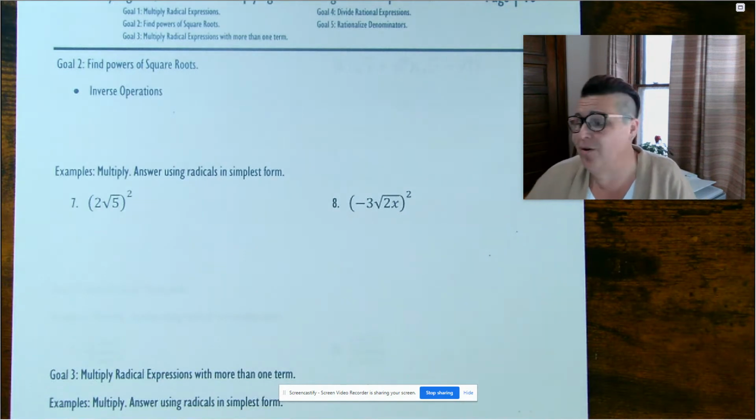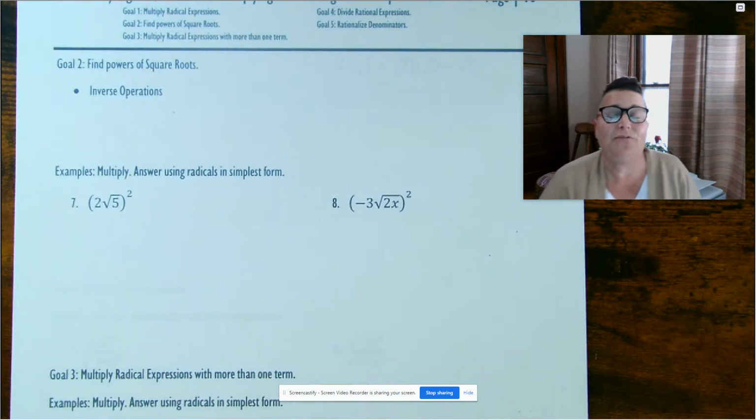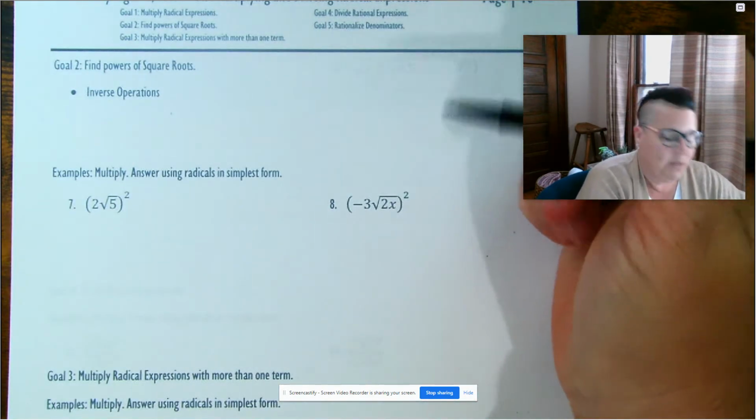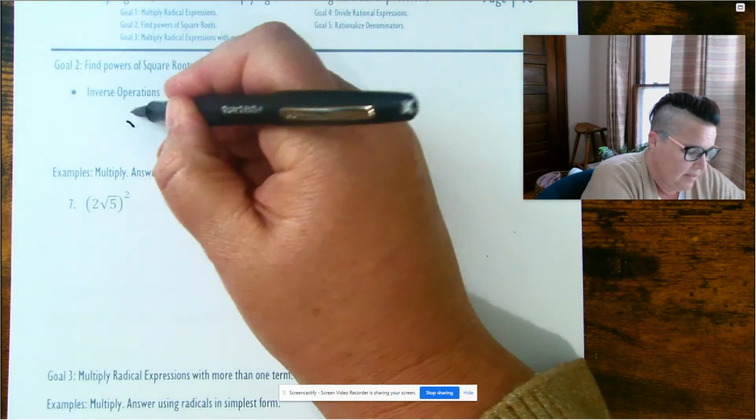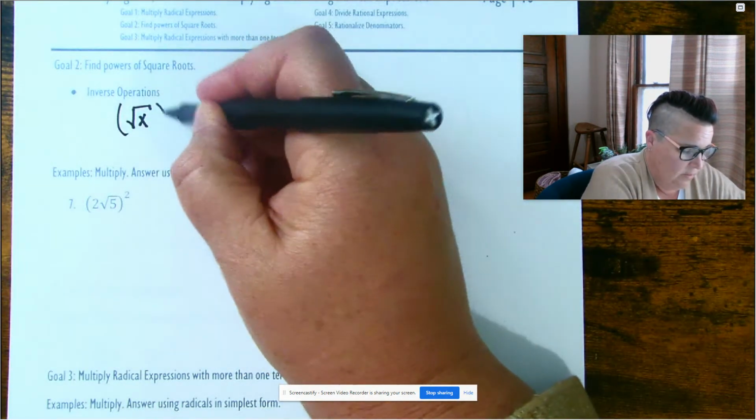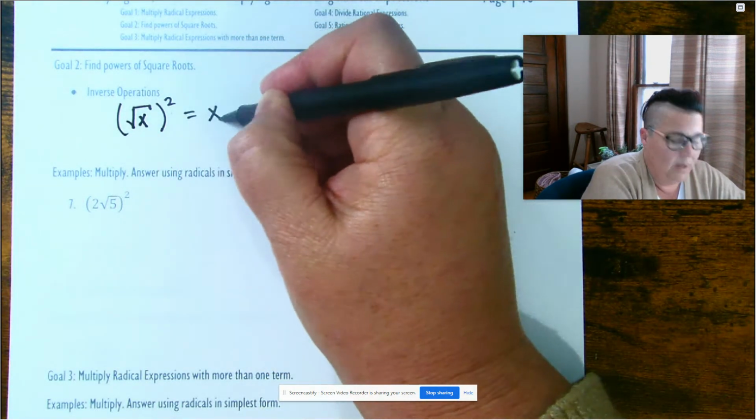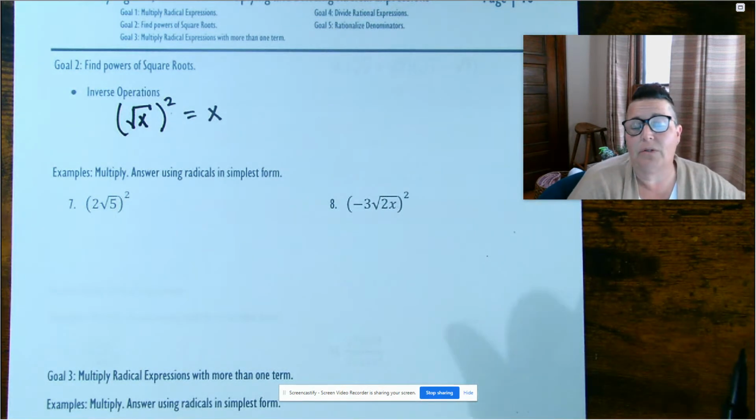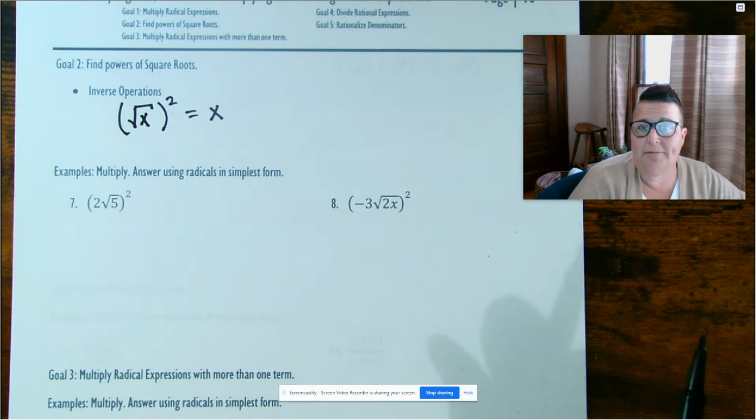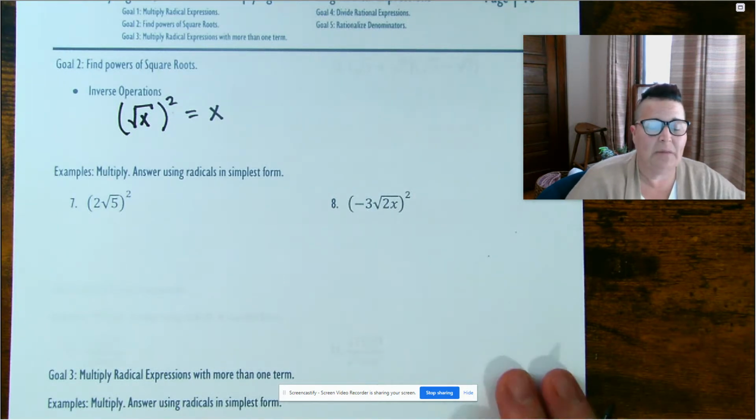So the second goal in this section is to find the powers of the square roots. In order to do that, we simply ask you to recognize that the square root of x, any number, when squared, is going to give you what is underneath the square root. So squaring a square root will get you the radicand. Simple as that. All right.